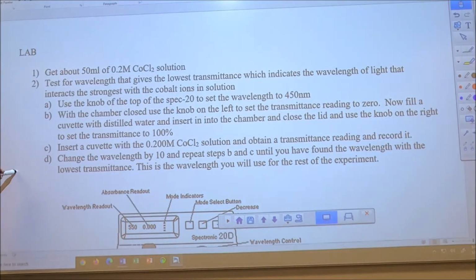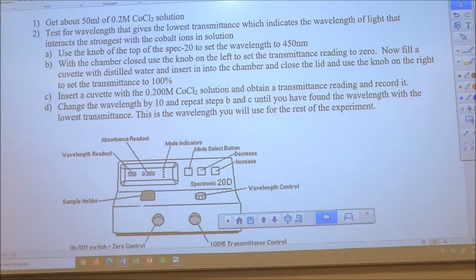Okay, today we're going to be using a spectrophotometer to determine the concentration of cobalt chloride in a solution. Now, the way a spectrophotometer works is that it passes light of a specific wavelength through a chamber, and we look at how much light makes it through. What we're looking for is transmittance and absorbance. Transmittance is how much light got through, absorbance is how much was absorbed.